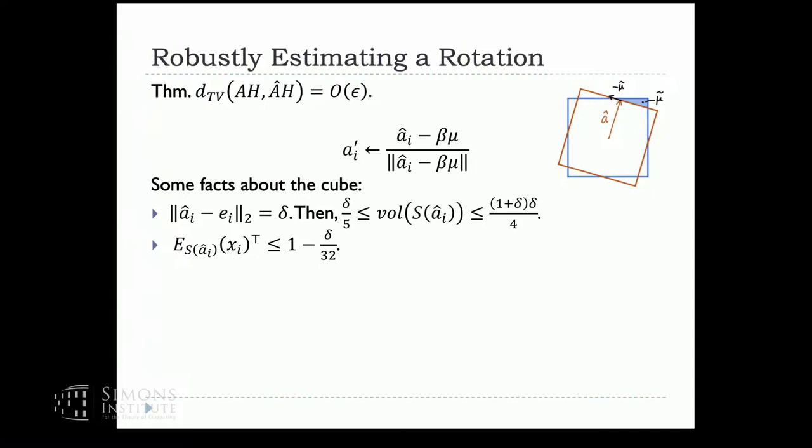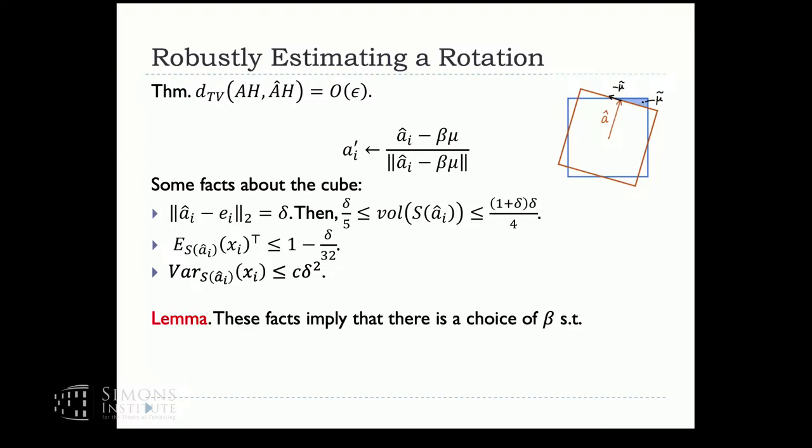It's actually not one, it's a little bit less than one. And then property three is that the variance of points in this region is tiny. It's only delta squared. So standard deviation is also about delta. Okay, so these facts together will imply that there is a learning rate beta, so that when I apply the update, in fact, you get closer to the target by one minus a constant.